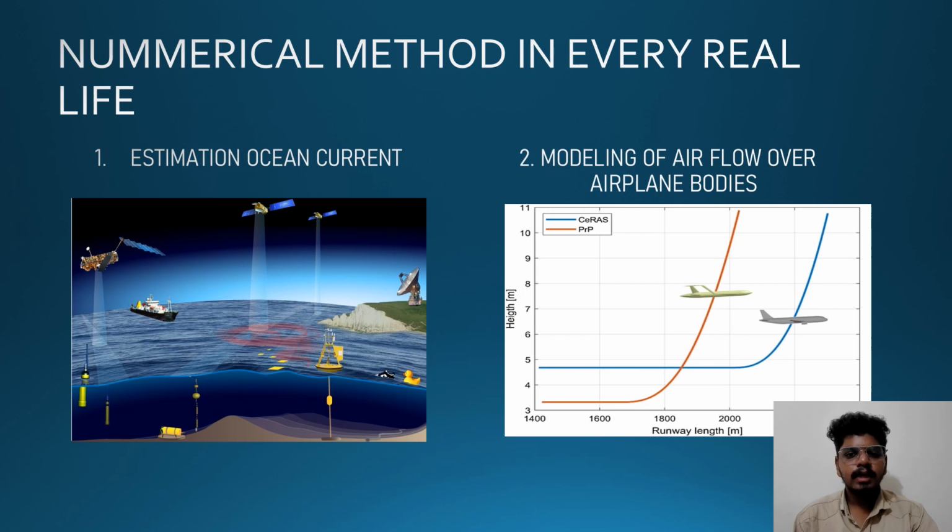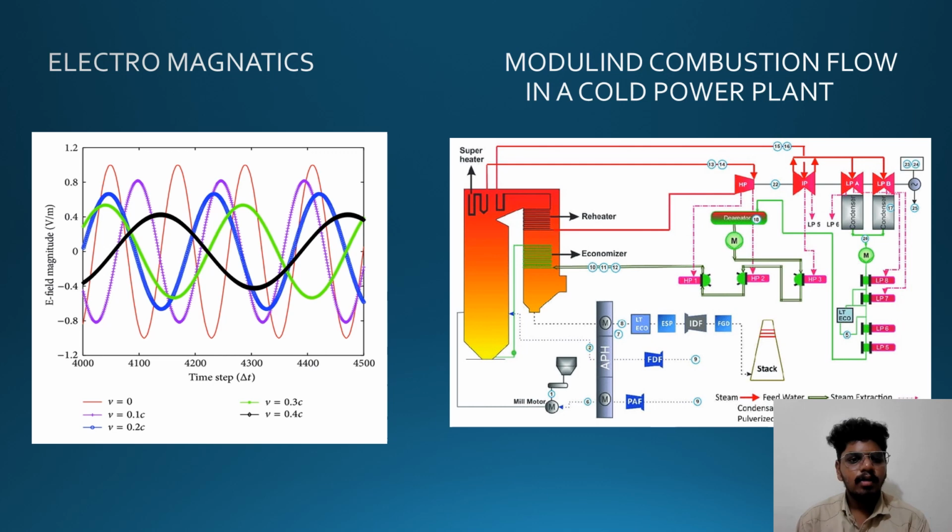Numerical methods in everyday life. There are four examples: estimation of ocean currents, modeling of airflow over airplane bodies, third one, electromagnetics, and fourth one, modeling combustion flow in a coal power plant.